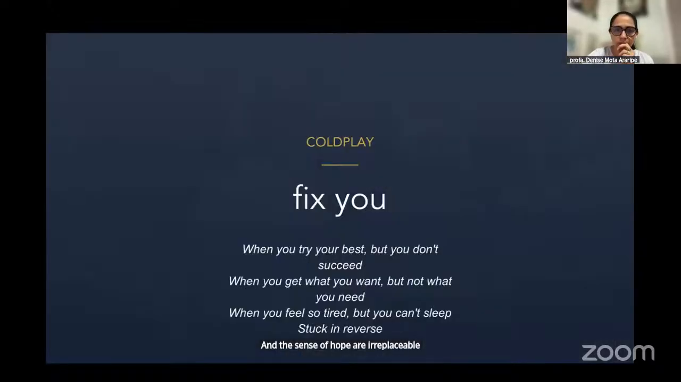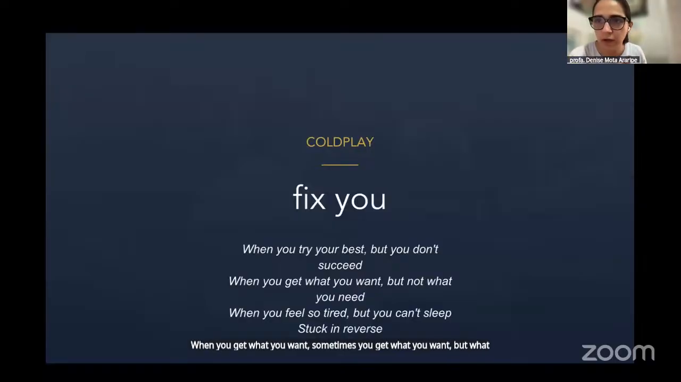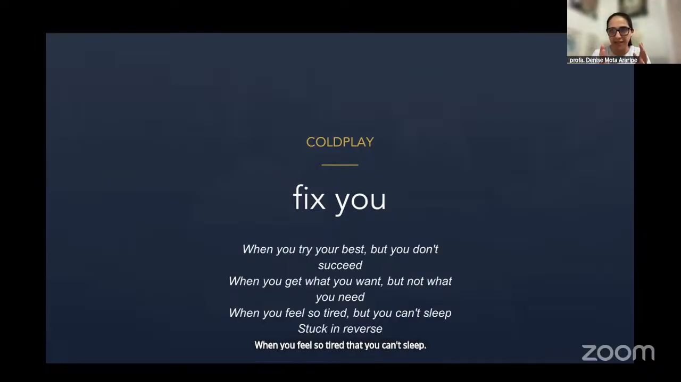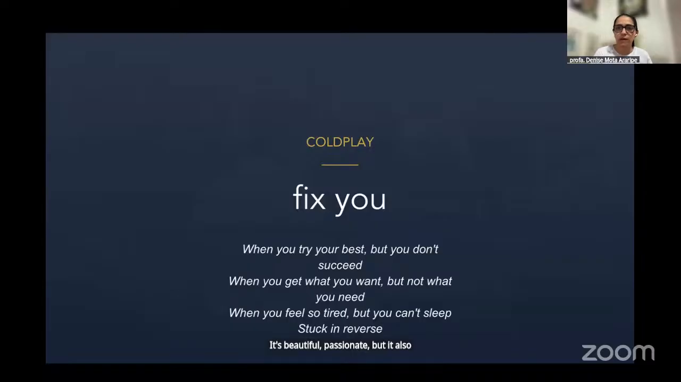You guys remember Coldplay? When Coldplay used to say in Fix You, when you try your best, you try your best at tests, you try your best at school, but you don't succeed. When you get what you want, sometimes you get what you want, but what you wanted is not what you needed. When you feel so tired that you can't sleep. Medicine is like those conflicting symptoms. All of us have to know this. It's beautiful, passionate, but it's also really mind-blowing at times. So we have to stick together.